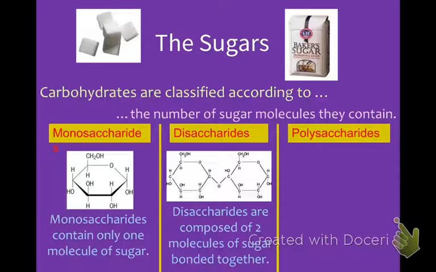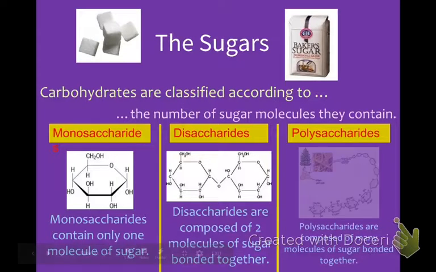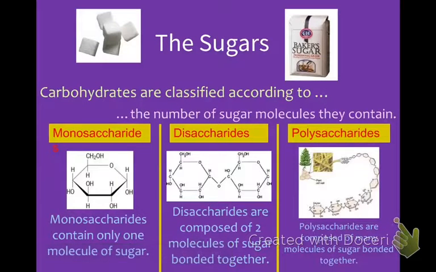Poly means how many? If you are polygamous, how many wives do you have? A whole bunch, right? Poly is just many. So polysaccharides are composed of many molecules of sugar bonded together. It's just lots. If you're polylingual, you speak a bunch of different languages.